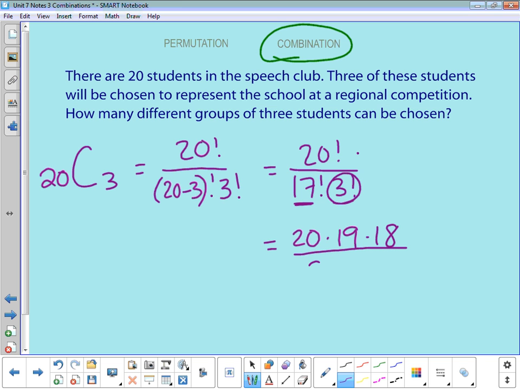But I also have this. So I have divided by 3 times 2 times 1. Well, we all know dividing by 1 doesn't matter. If I look at 3 and 2, 3 times 2 is 6. I can take 18 and divide out 6. So get rid of both of those. 18 divided by 6 is going to be 3. This has just become a much simpler problem. So I have 20 times 19 times 3, and that gives me 1,140 groups.